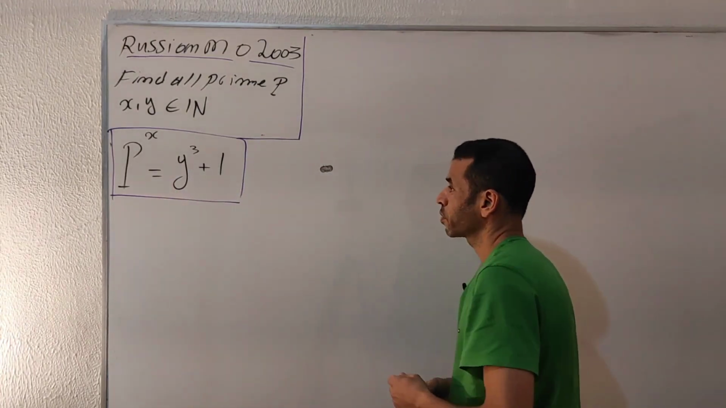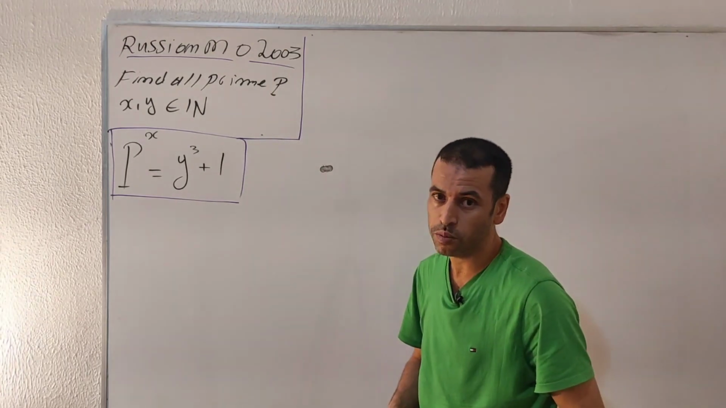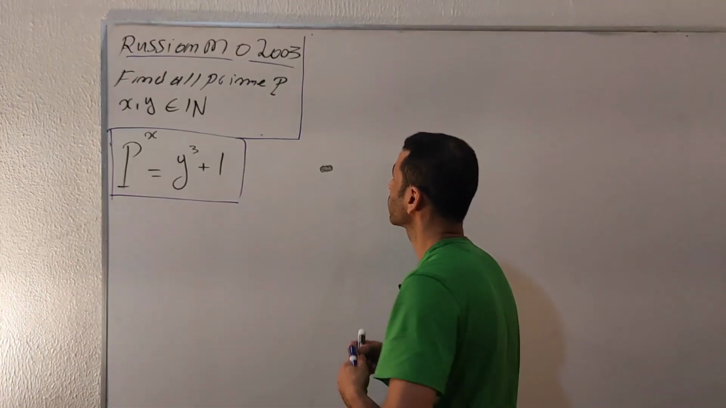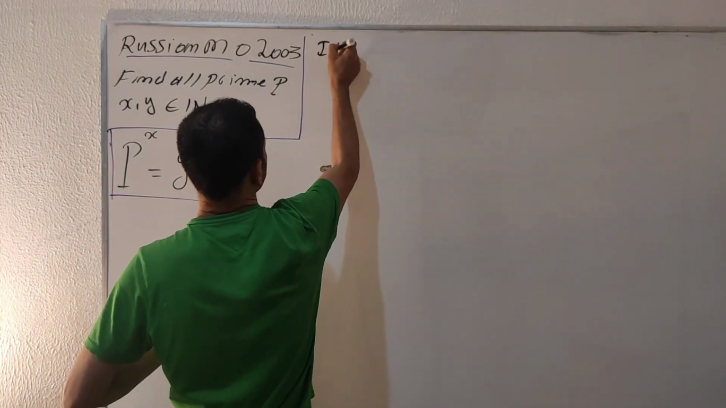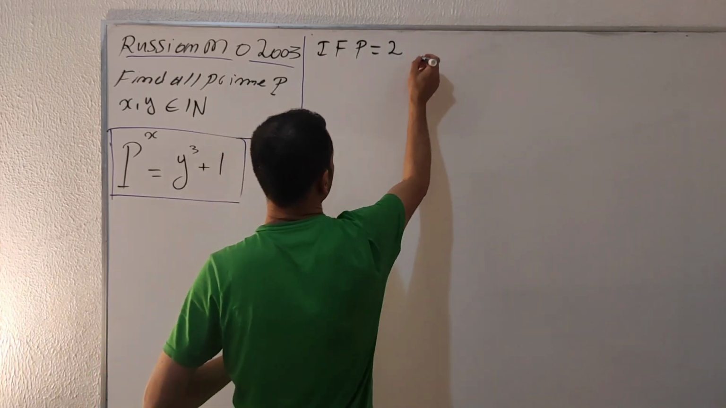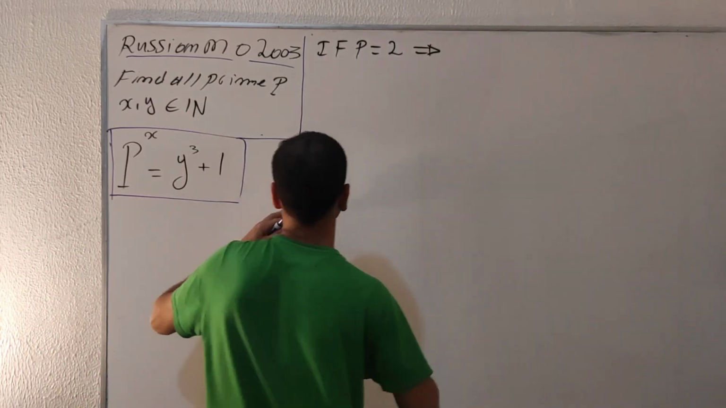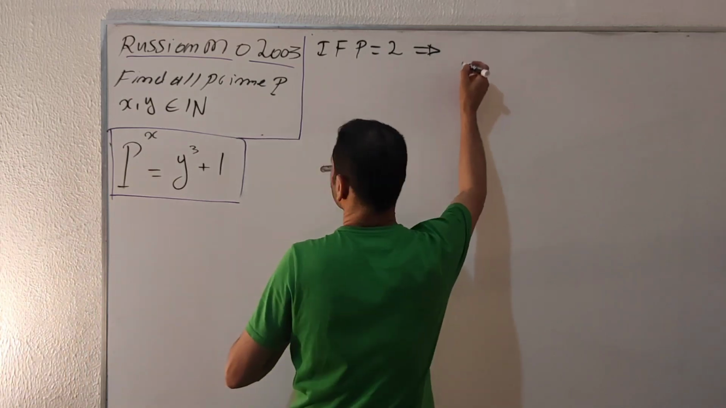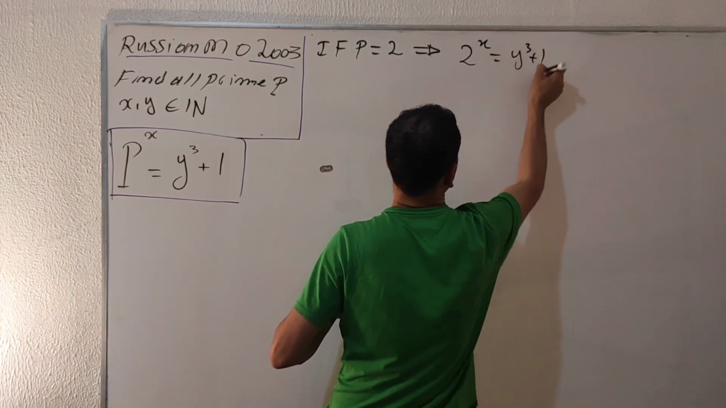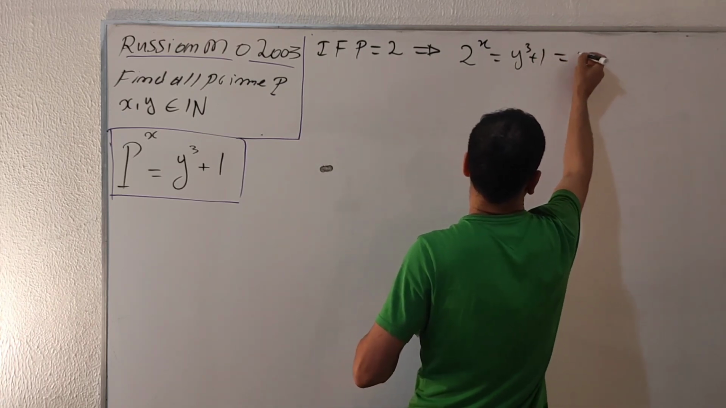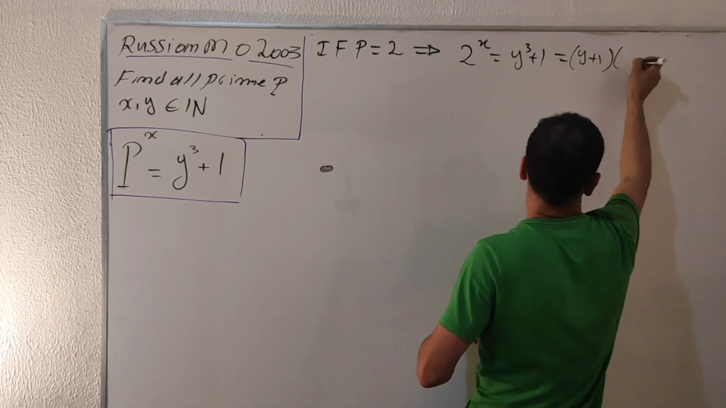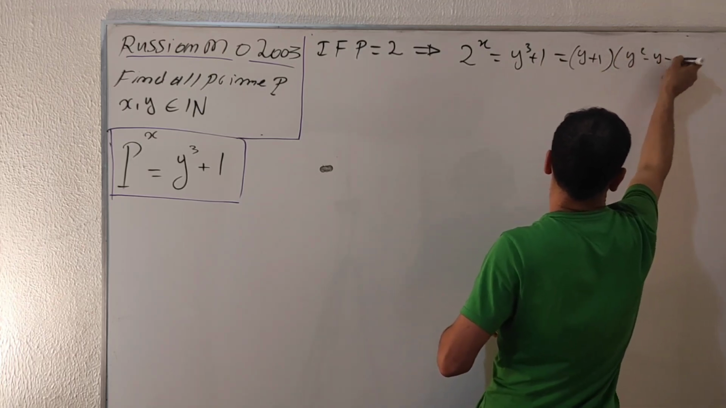As we know, a prime number could be even or odd. Let's assume p is even first. If p is even, which means p equals 2, I'm simply going to substitute this value of p into the equation. I will have 2 to the x equals y cubed plus number 1. So I'm going to factor this as y plus number 1 multiplied by y squared minus y plus number 1.